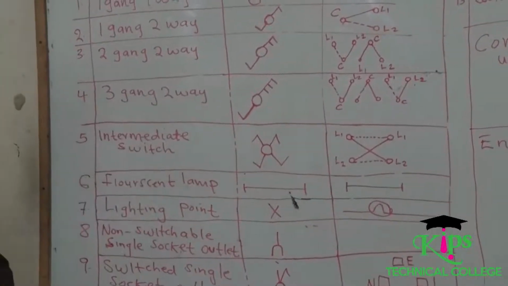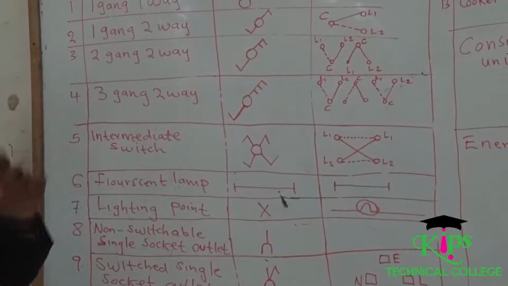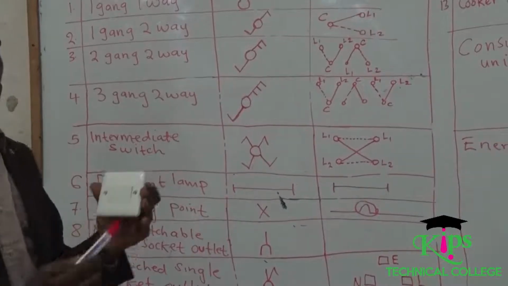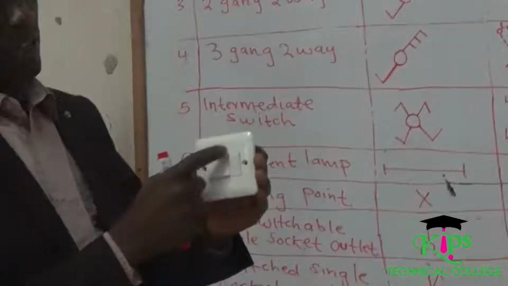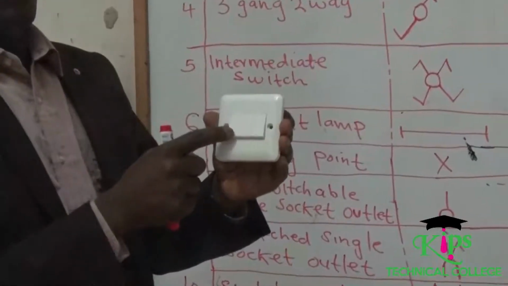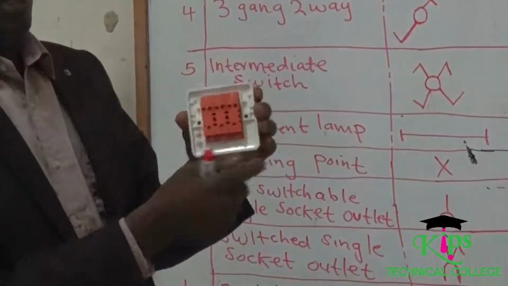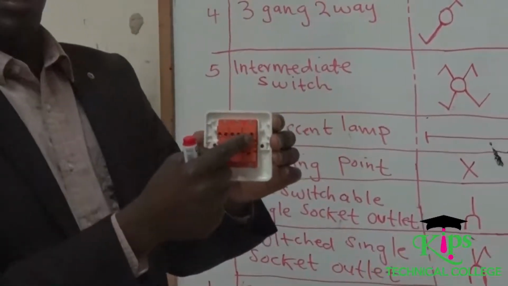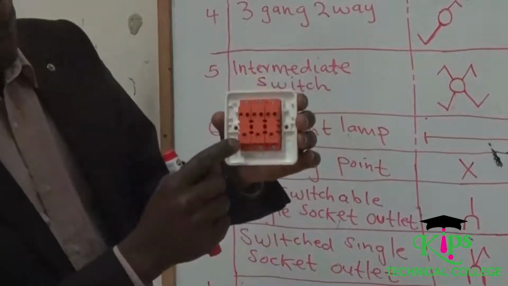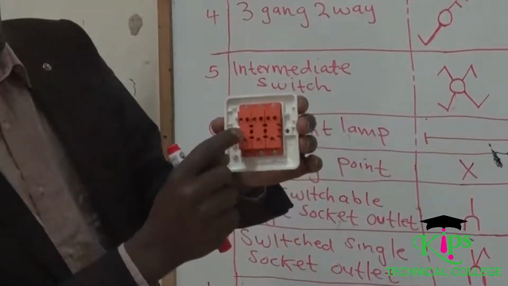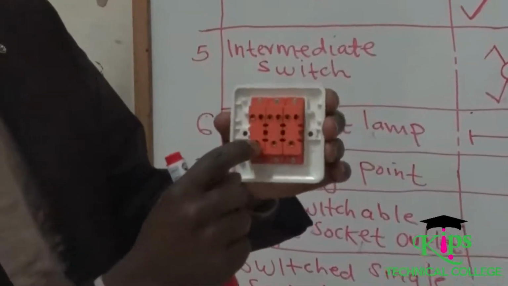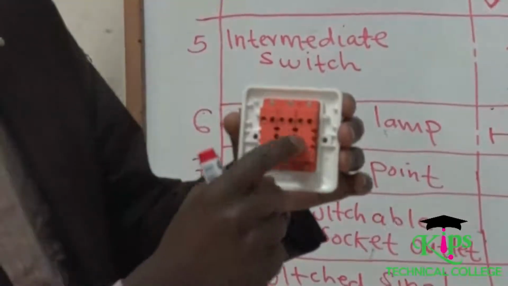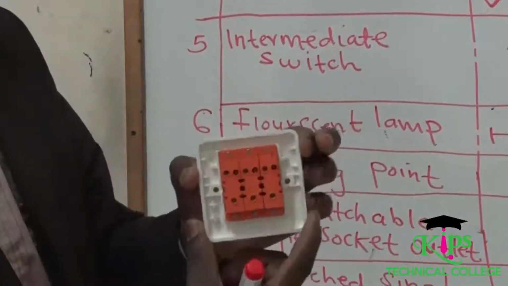We'll go to three-gang, two-way. Three-gang, two-way, of course, must have three buttons. Then inside you must also have those lines. So you can see we have three buttons, and that is why we are calling it three-gang. And inside, of course, you can see this is the first gang, the second gang, and the third gang. You can also see each gang has three functional holes. This is the common, line 1, line 2. Common, line 1, line 2. Common, line 1, line 2. So it is indicated in such a manner.